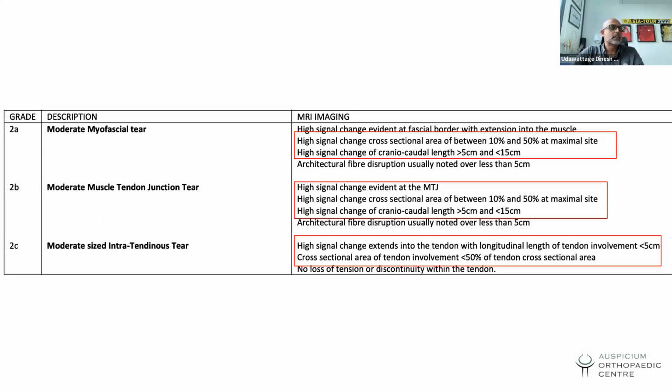For grade 2, they split this further into myofascial, muscular tendinous, or intratendinous. And basically, as you're going through each of these areas, the area of injury gets more compared to grade 1. The area of signal change also gets more as well. And depending on the location in the muscle, it goes from a 2A, B, or C.